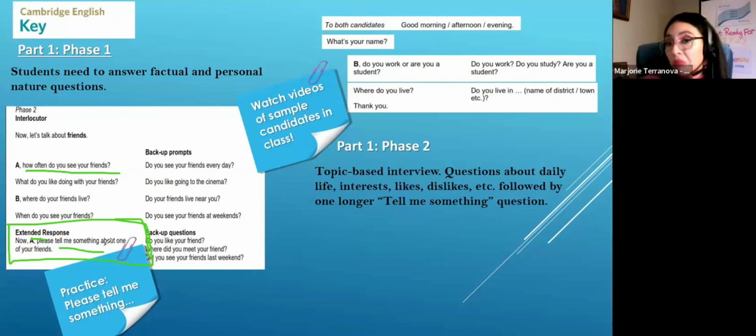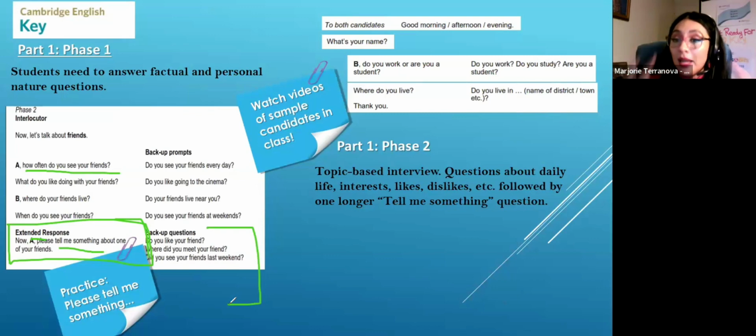Why? Because if I say, tell me something, and the person just tells me, well, my best friend is Michelle, then I have to use the prompts. And what happens with the prompts? That will interfere in the score for interactive communication. Why? Because I need to prompt the student in order to get an answer, instead of having an independent student giving me the answer. Clear?